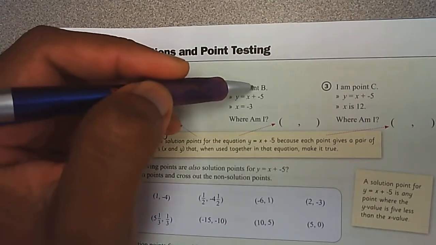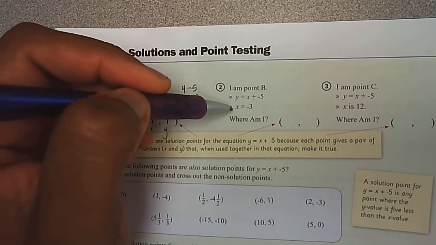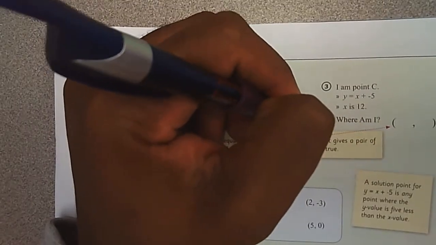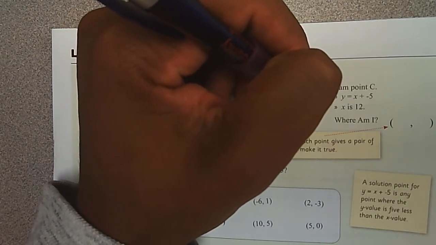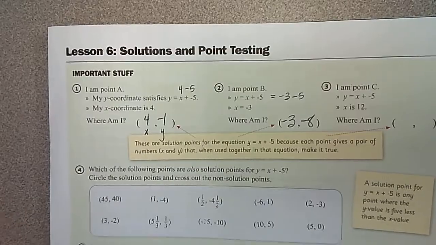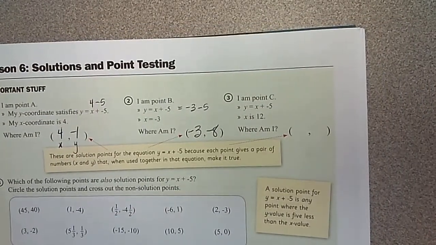I am point B. Y equals x plus -5. X equals -3. Well, we know x is always the first one, which is -3. So this is -3 minus 5 is -8. Cool. So all you're doing is substituting in the x value to find the y.